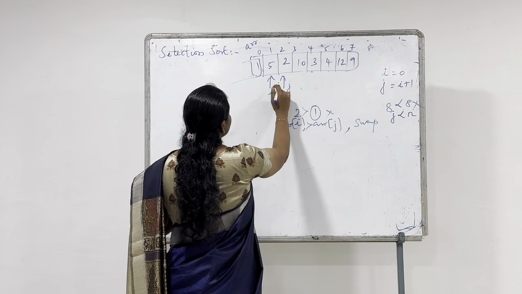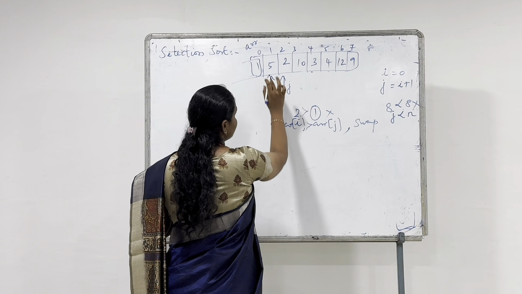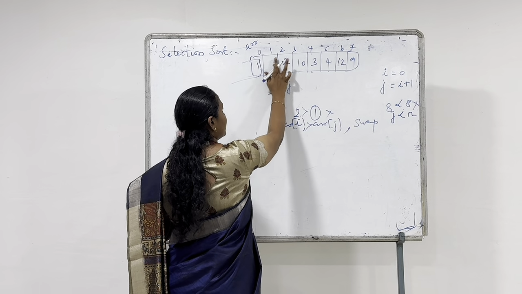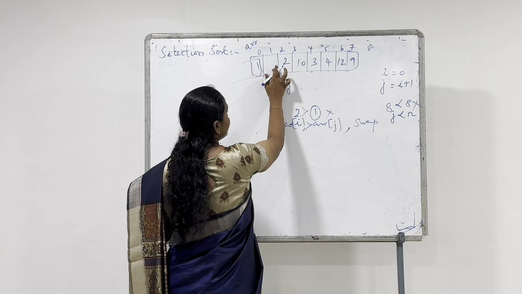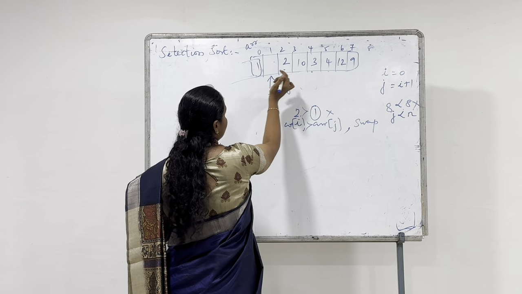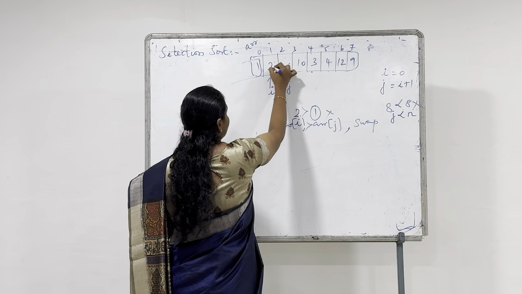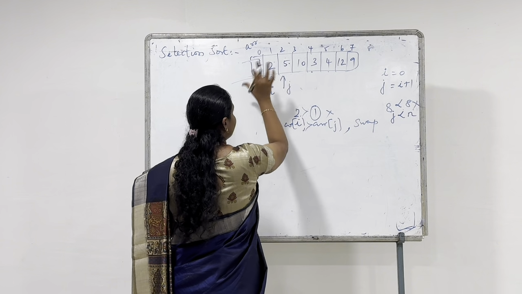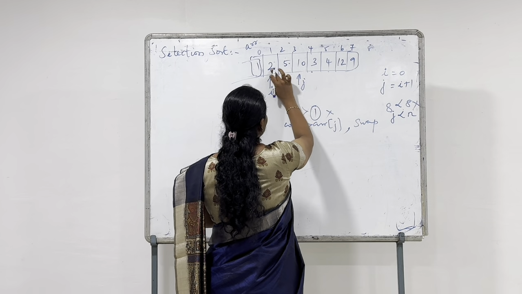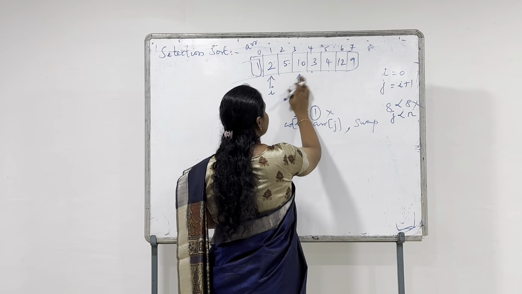Now this is the i position, this is 5 and 2. Which one is smaller? 2 is smaller than 5. We always want the smallest value in this second position, so 2 and 5 are swapped. Now j gets incremented. Now compare 2 and 10. 2 is lesser.